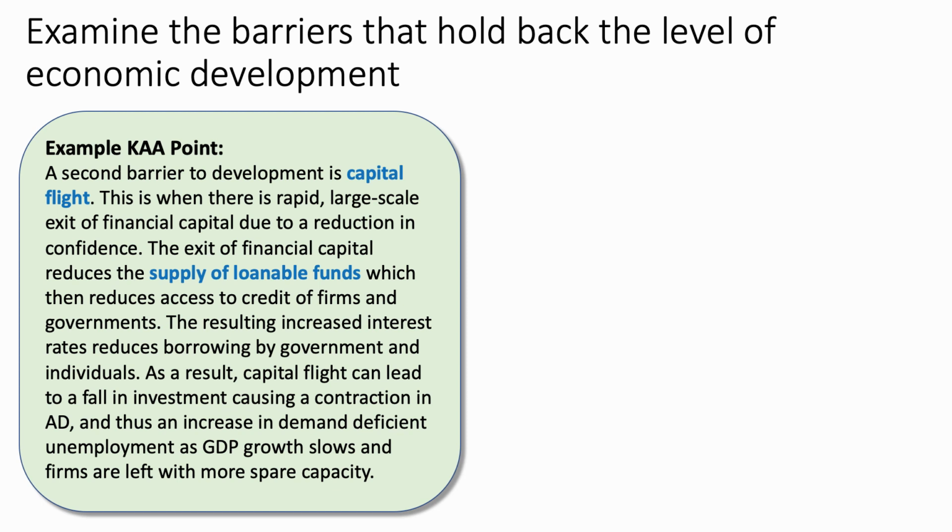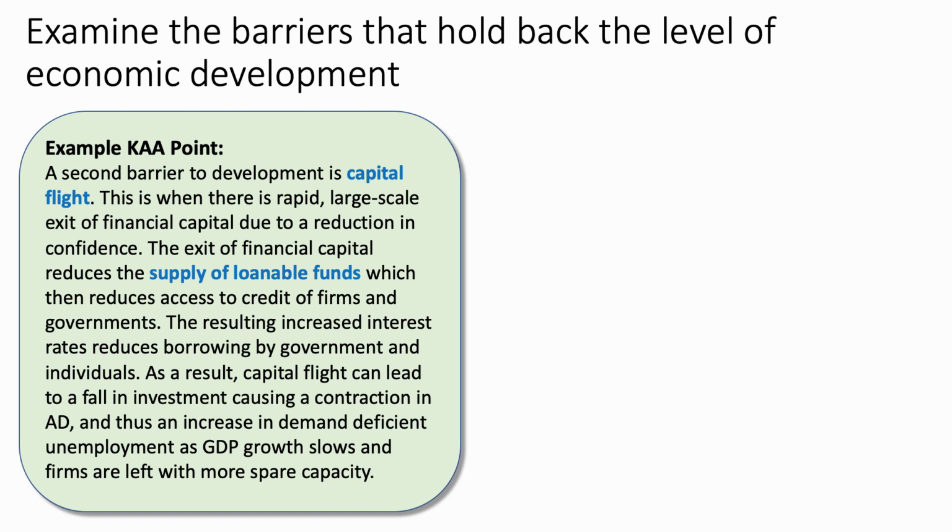Oftentimes it's good to start your paragraph with a nice, punchy, succinct, precise, short sentence: the second barrier to development is capital flight. Explain what the term is. This is when there is a rapid, often big, exit of financial capital from an economy, perhaps due to a reduction in consumer confidence or investor confidence. The exit of financial capital therefore reduces the supply of loanable funds. You could use a diagram to show that, which then reduces access to credit of firms and governments.